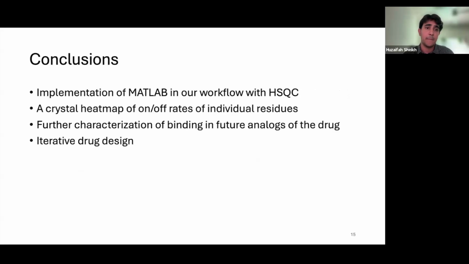So some of the conclusions from this are our implementation of MATLAB in our workflow with HSQC, and we intend to create a heat map of on and off rates of individual residues. Showing in our binding area which residues are changing can be very significant to the research and how we change our drug design in the future. So even if this didn't conclude how the binding kinetics change for these small molecules, we can also see how other changes influence the residues of interest. So we're going to have further characterization of binding in the future and further iterative drug design.